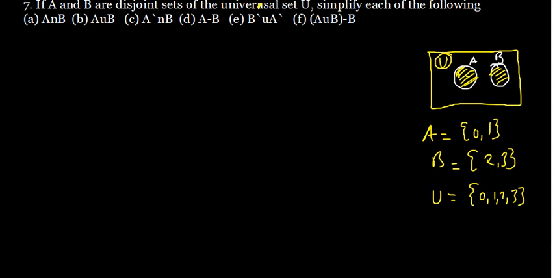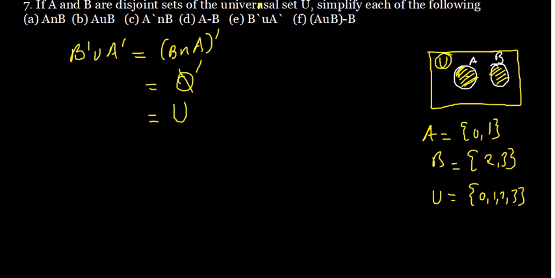Then the next one, we want to work out B complement union A complement. We know from De Morgan's law, this is the same as B intersection A with a complement outside. And we know that these two are disjoint sets, they don't have an intersection. So B intersection A is an empty set, but there's a complement outside. And the complement of an empty set is a universal set. Complement of the universal set is an empty set. So this is going to be the answer.